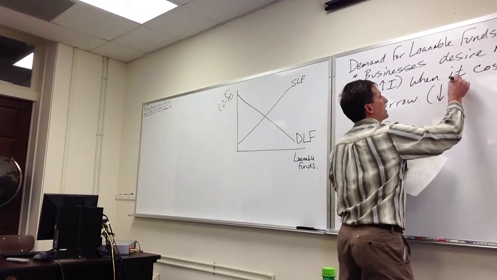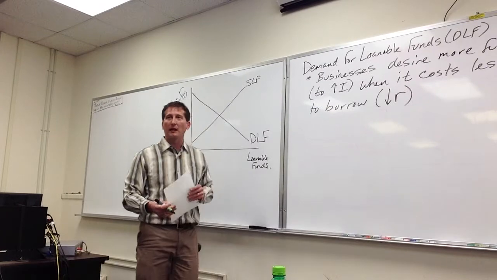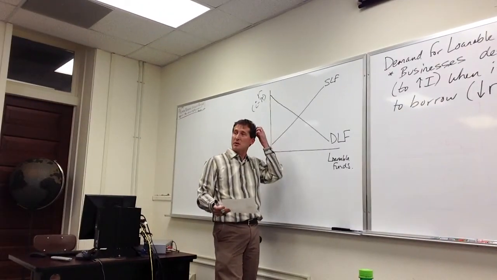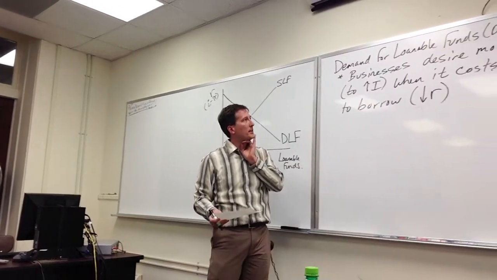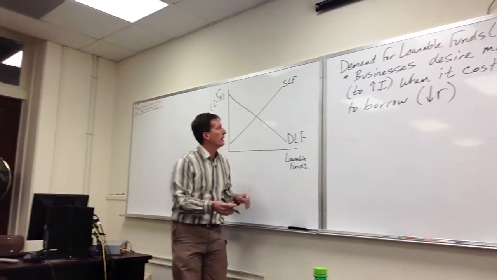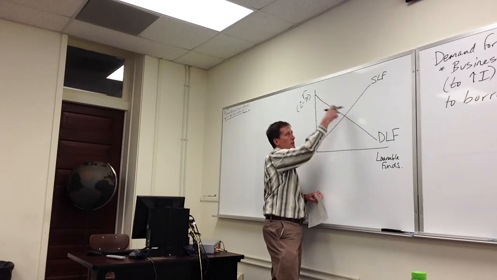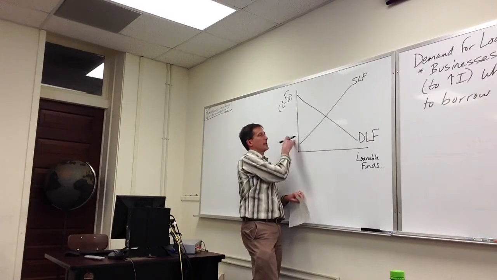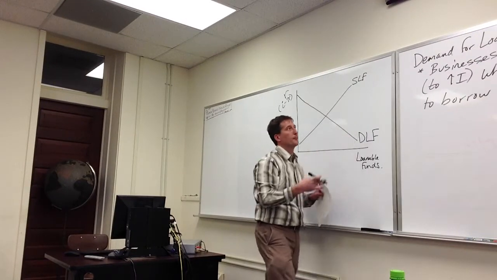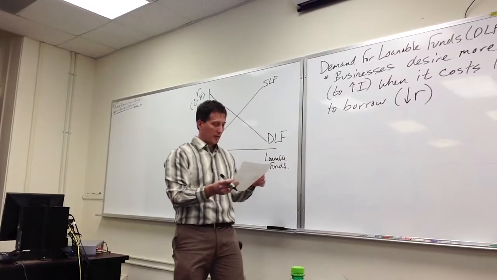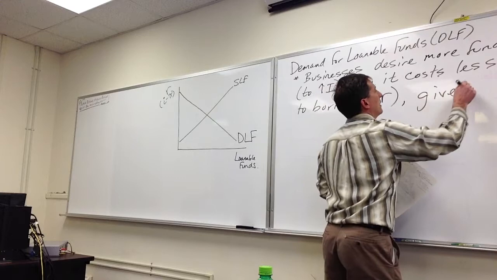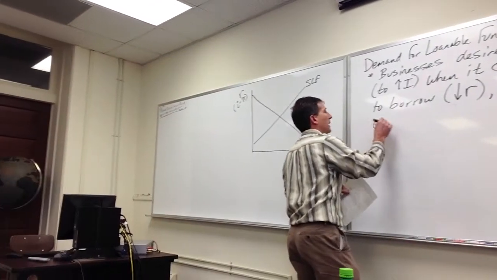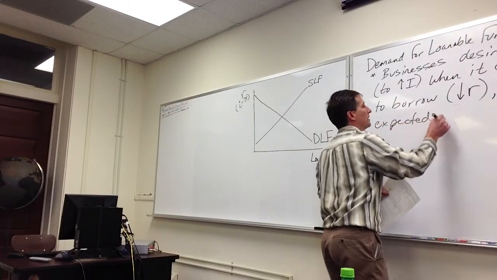A decrease in the interest rate. The cost of borrowing is the rate of interest you're going to pay. Businesses desire more funds when it costs less to borrow. That is our downward sloping curve. That's why it looks the way it does. You decrease the interest rate, I'll borrow more money, right? So businesses desire more funds when it costs less to do so, given expected profits.